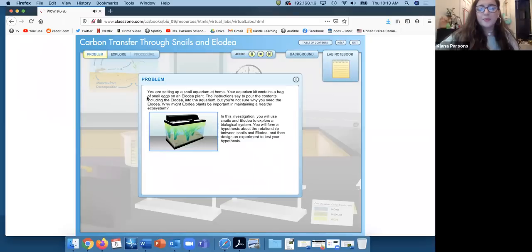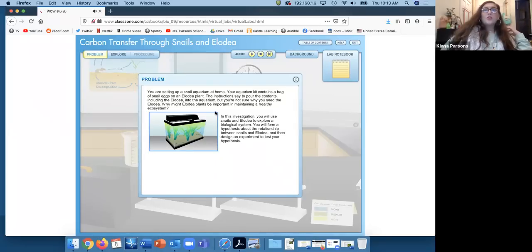You are setting up a snail aquarium at home. Your aquarium kit contains a bag of snail eggs on an elodea plant. The instructions say to pour the contents, including the elodea, into the aquarium, but you're not sure why you need the elodea. Why might elodea plants be important in maintaining a healthy ecosystem? In this investigation, you will use snails and elodea to explore a biological system. You will form a hypothesis about the relationship between snails and elodea, and then design an experiment to test your hypothesis.